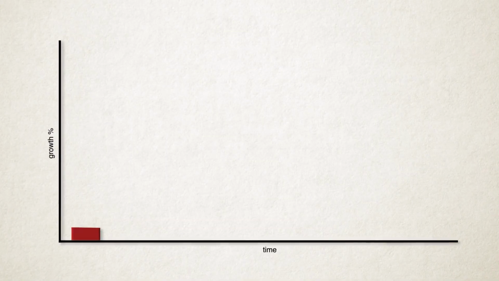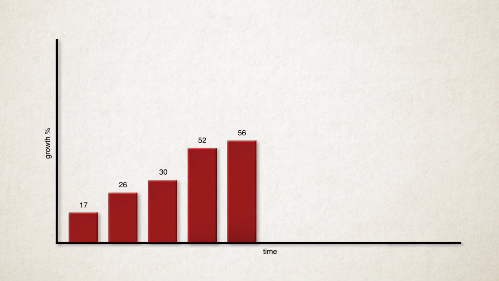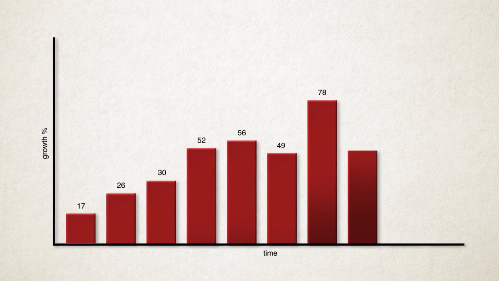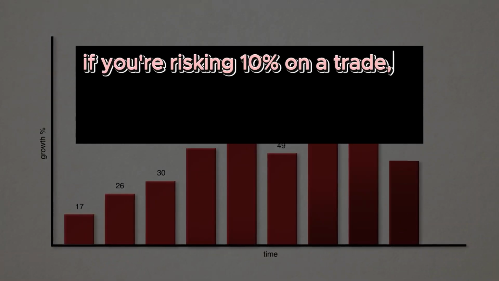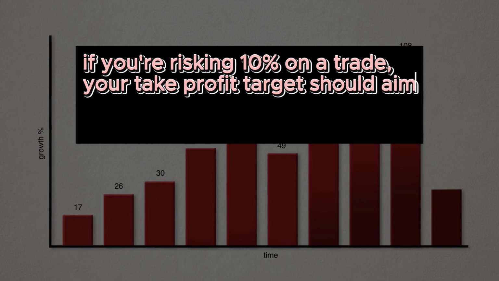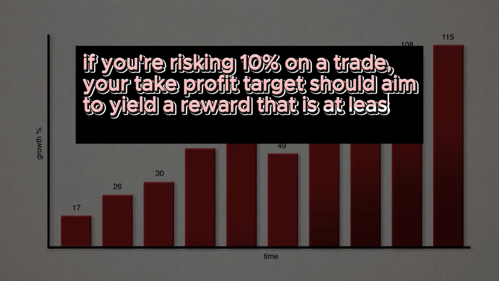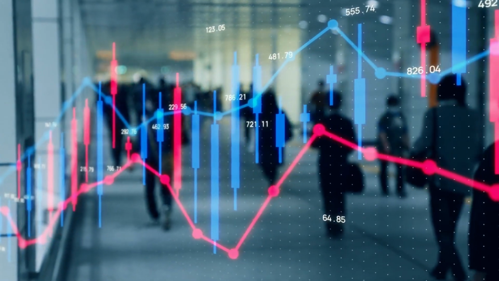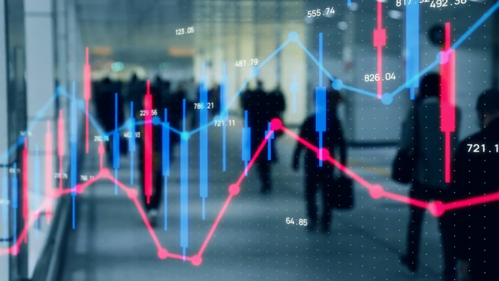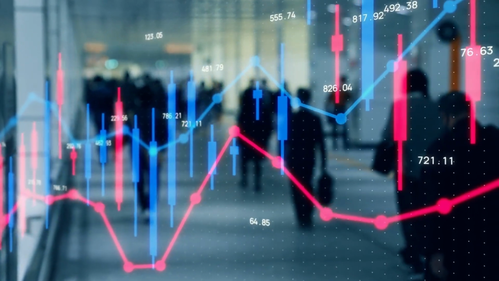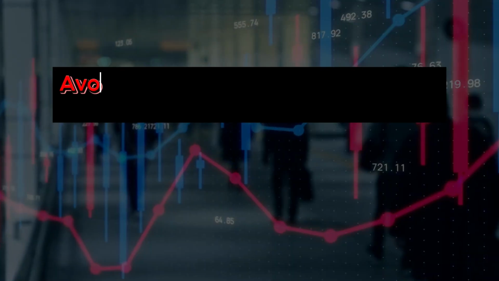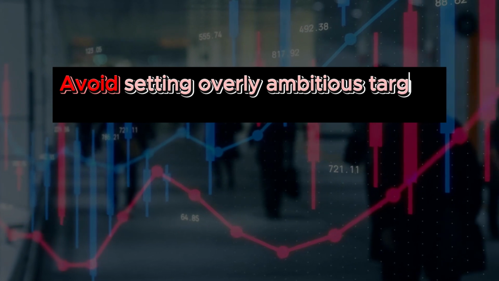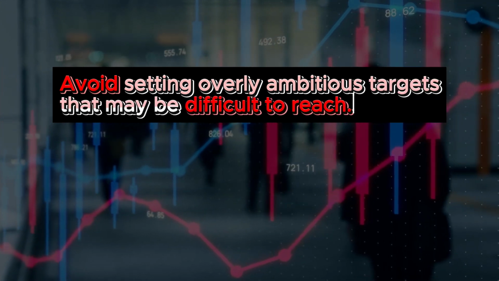Aim for a risk-to-reward ratio that aligns with your trading strategy. For example, if you're risking 10% on a trade, your take-profit target should aim to yield a reward that is at least equal, double, or triple your risk. It's important to remember that you should set take-profit targets that are achievable based on the current market conditions and price action. Avoid setting overly ambitious targets that may be difficult to reach.